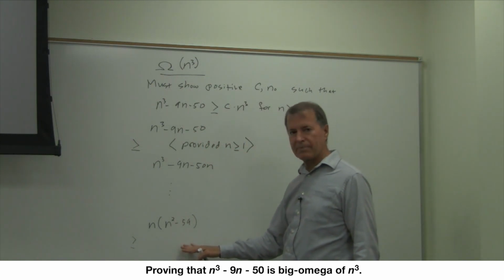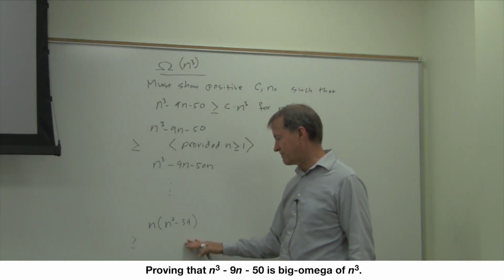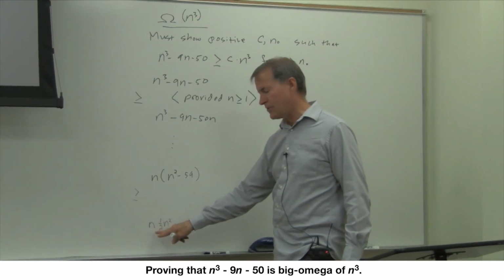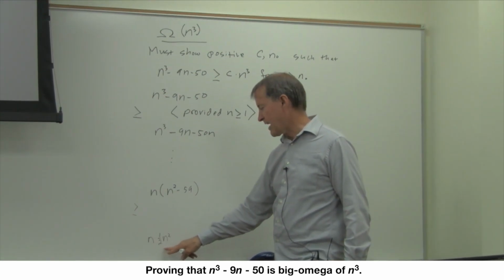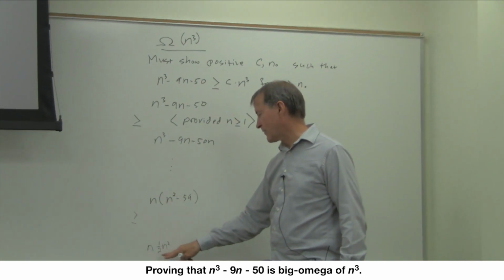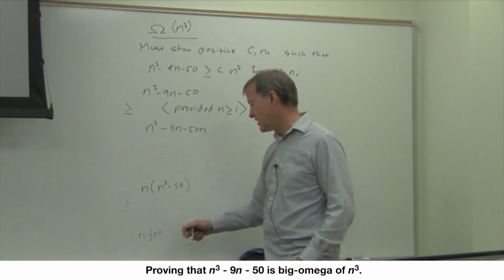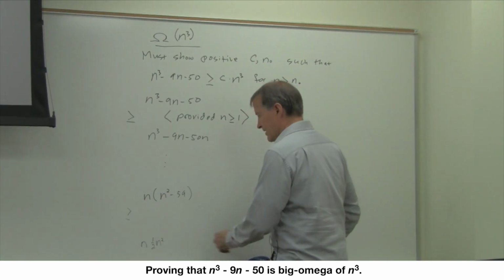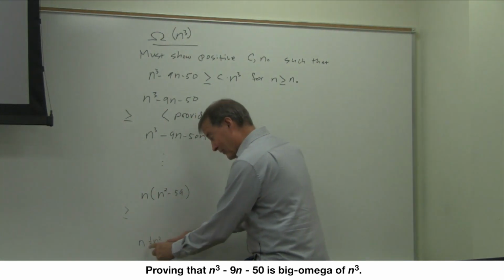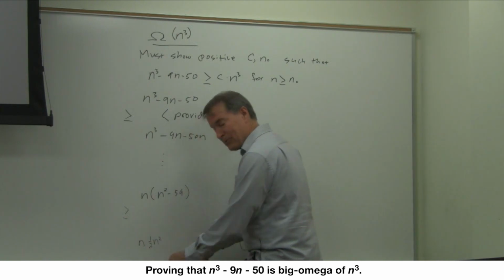This is the crucial step. You want to claim that this is greater than or equal to n times a half n squared. How can you claim that? The only way you can claim that is if n squared minus 59 is greater than or equal to a half n squared. Are you with me?